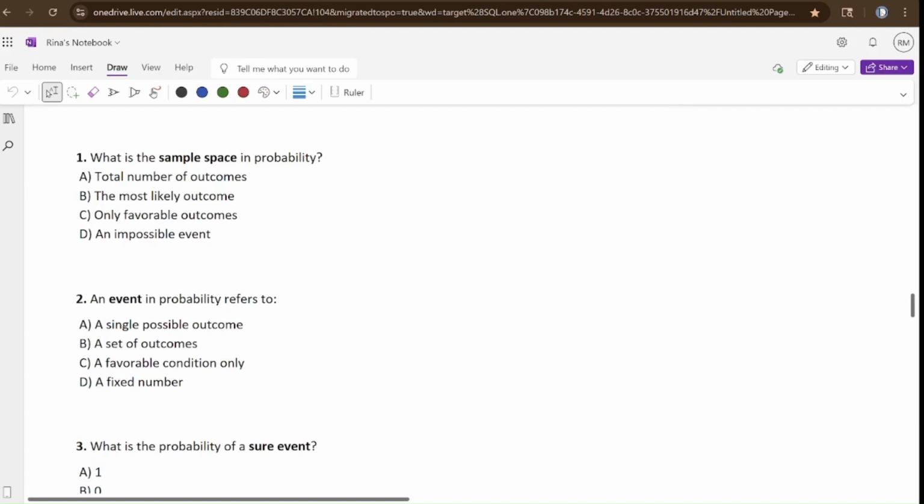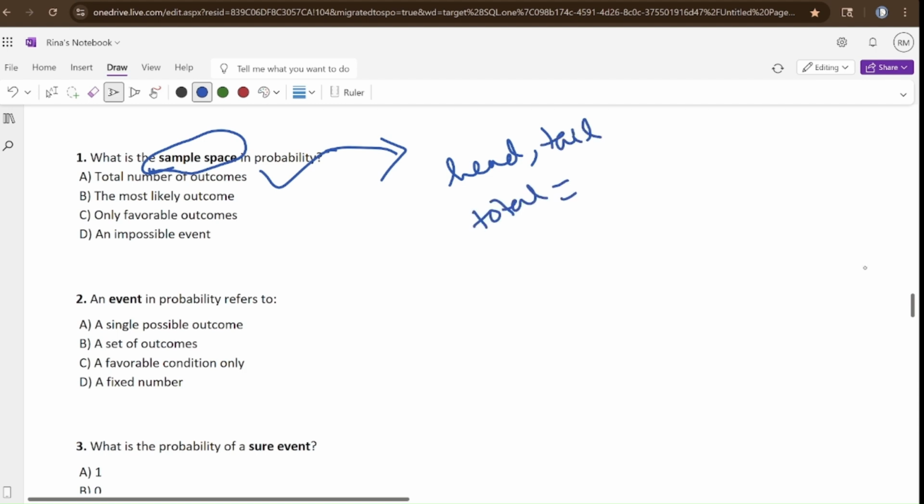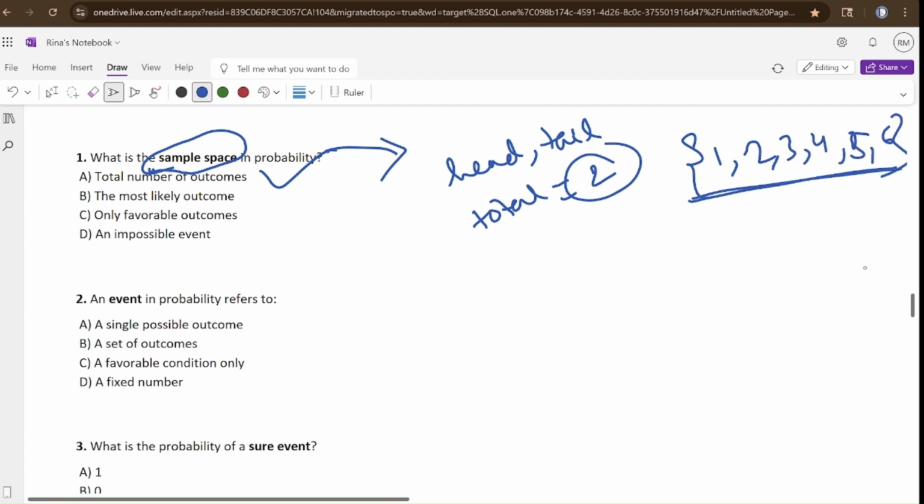So let's do some questions from probability. What is the sample space in probability? Sample space means total number of outcomes. Let's say if you throw a coin, your outcome will be either head or tail. So total 2. So 2 is the number of sample space here, right? Let's say you throw a 6-sided die. So either it will be 1 or 2 or 3 or 4 or 5 or 6. So total outcomes 6. So here sample space is 6. Okay. So total number of outcomes is known as sample space in probability.